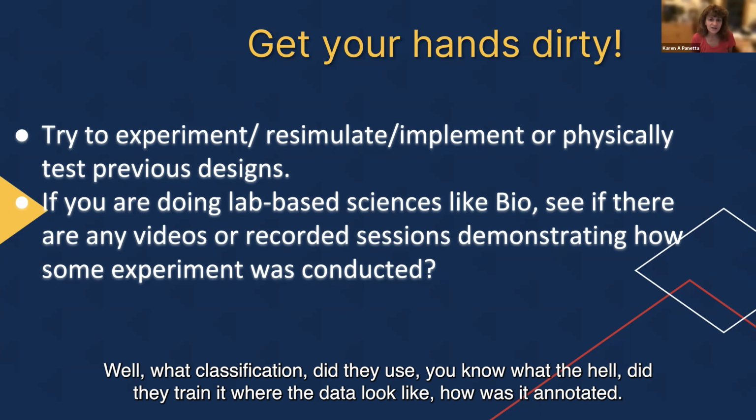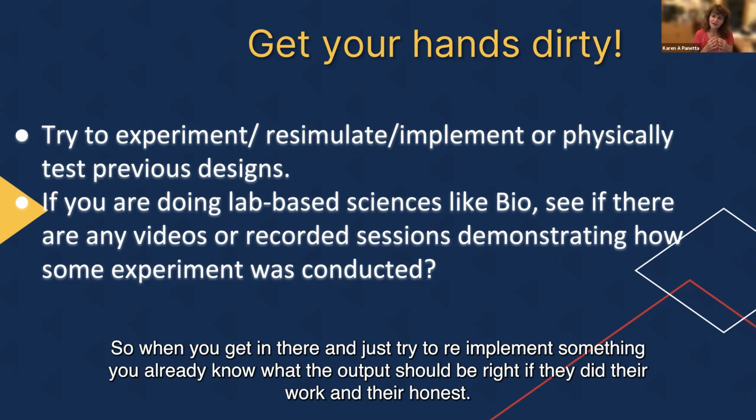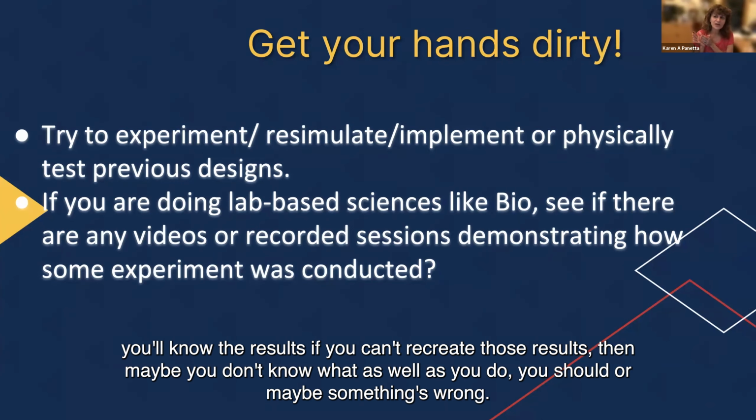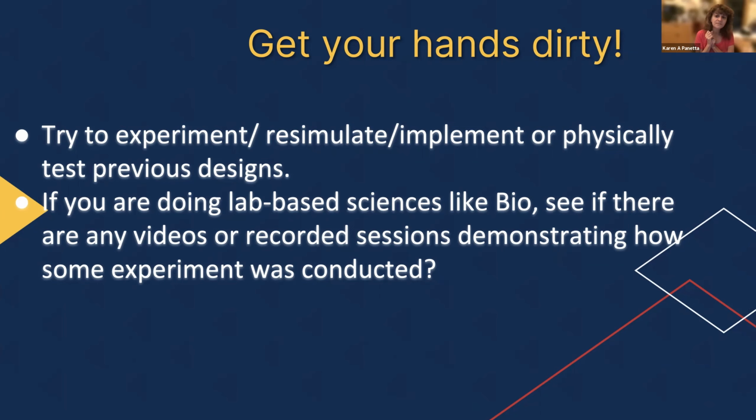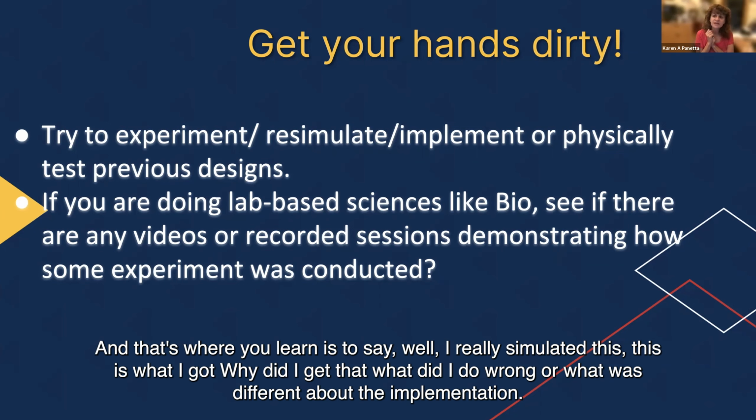How was it annotated? So when you get in there and try to re-implement something, you already know what the output should be, right? If they did their work and they were honest, you'll know the results. If you can't recreate those results, then maybe you don't know it as well as you should, or maybe something's wrong. And that's where you learn, when you say, well, I re-simulated this, this is what I got. Why did I get that? What did I do wrong? Or what was different about the implementation?